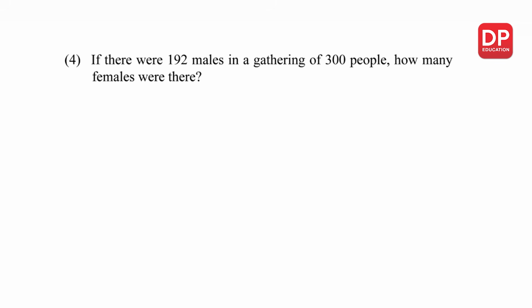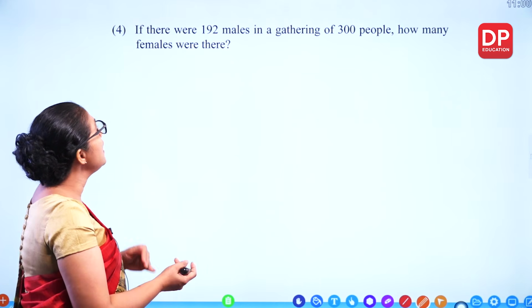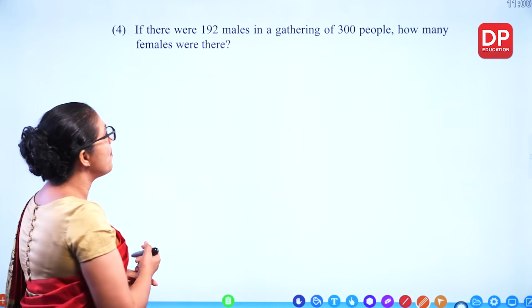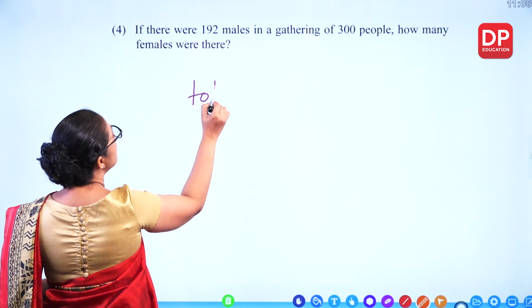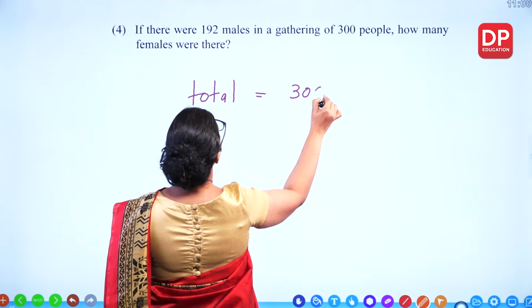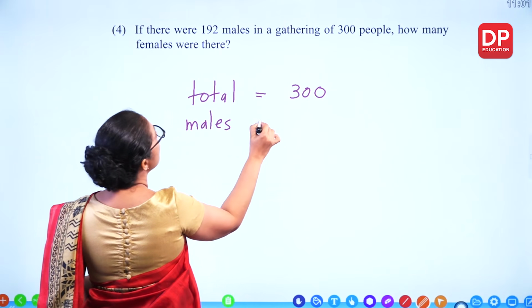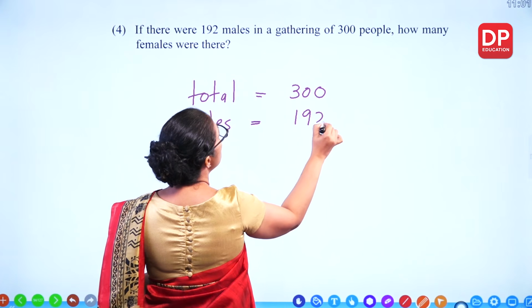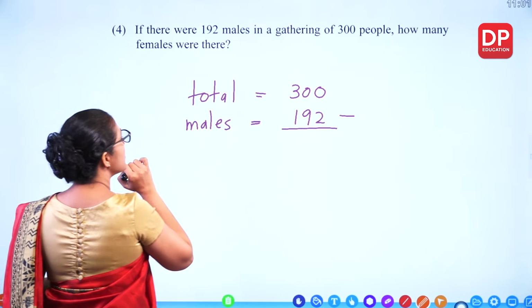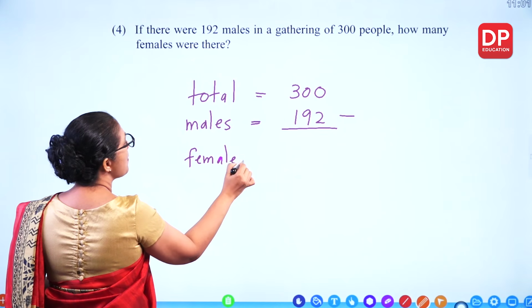Question number 4. If there were 192 males in a gathering of 300 people, how many females were there? So total is there, so you need to subtract the two numbers. Total given as 300. Number of males given as 192. When you subtract this number, you get number of females.